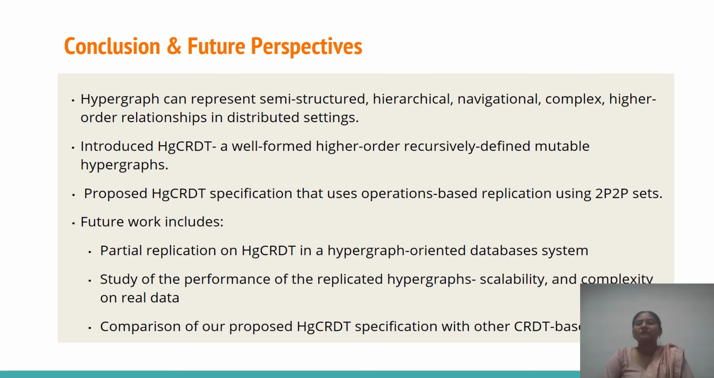The future perspectives of our work include a study of the performance of the replicated hypergraphs, particularly the scalability and complexity of our approach on large hypergraphs. A comparison of the HgCRDT specification with other CRDT based variations is also possible.